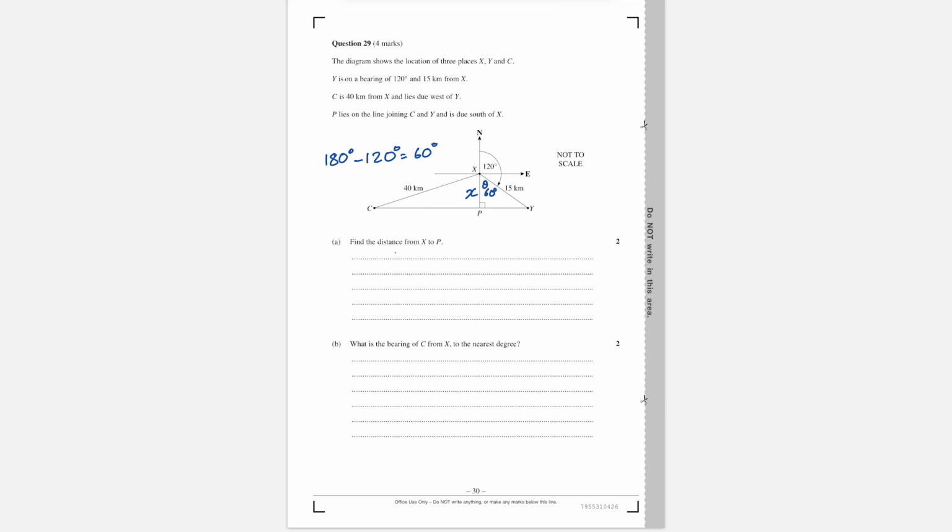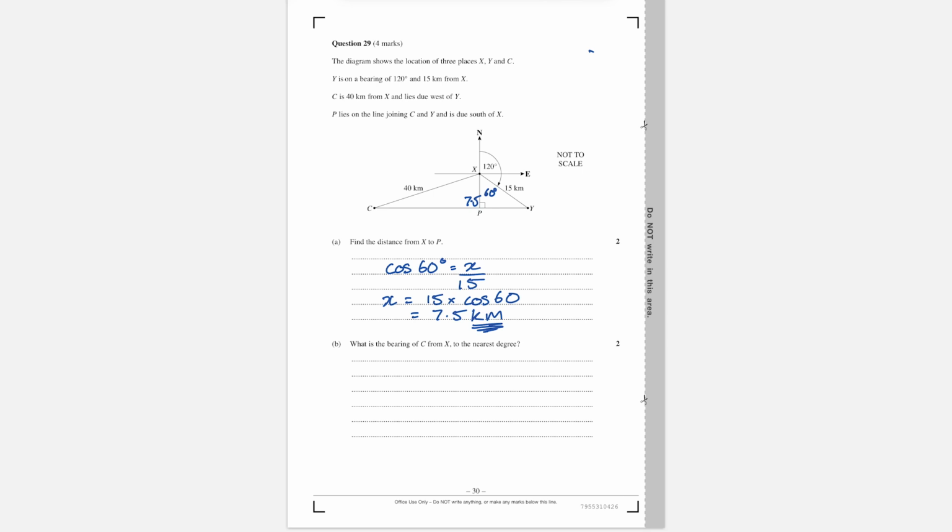And then we can just write cos 60 degrees is equal to x on 15. And then rearranging that, x is equal to 15 times cos 60. Cos 60 is half times 15, so we get 7.5. And that's going to be kilometers. Make sure you put your units in.